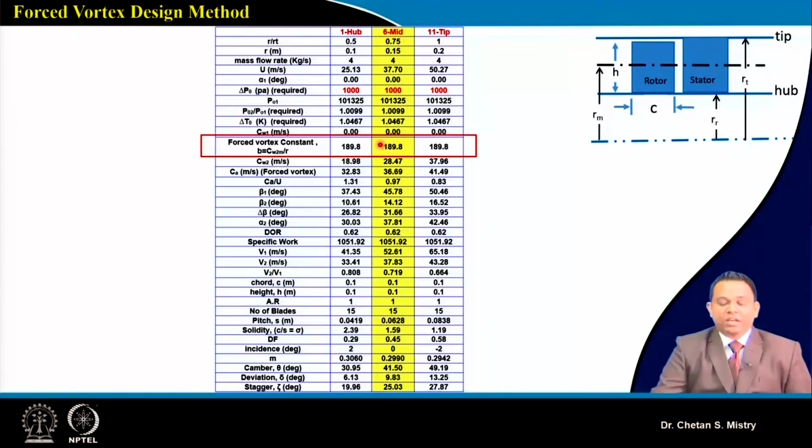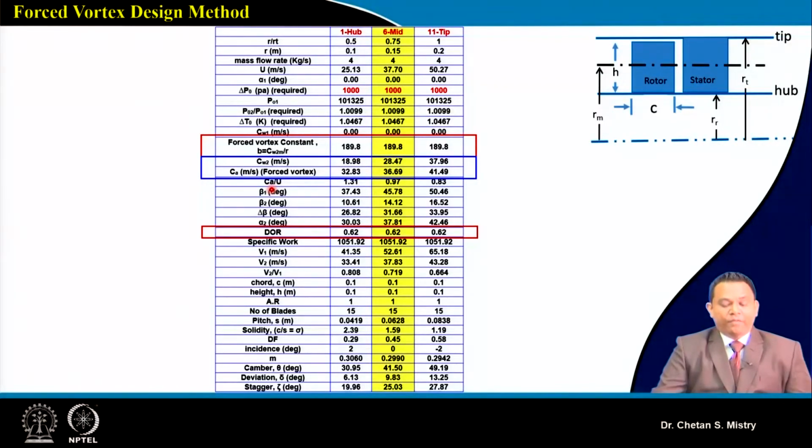If we are comparing here, what we have done is opted for the forced vortex concept, and because of the forced vortex, we will have our variation of CW2 based on our constant. Because of the variation of my CW2 and this forced vortex, my axial velocity is going to change. At the same time, my CA by U is also changing, because my axial velocity at the hub is changing, and my axial velocity at the tip is changing.